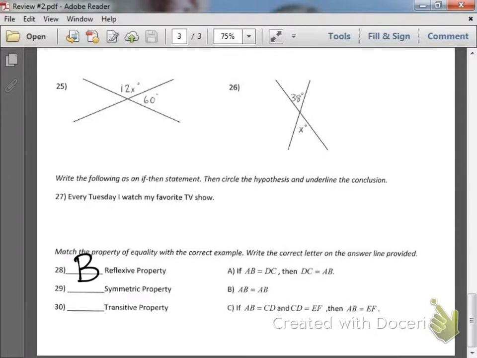Does anyone remember what the symmetric property is? A, very good. Just changes the order, does not change equality. And then the transitive property, that's where you're sort of cutting out the middleman. So if this equals this, and that one also equals the third one, the first and the third equal each other. What are your questions on this?